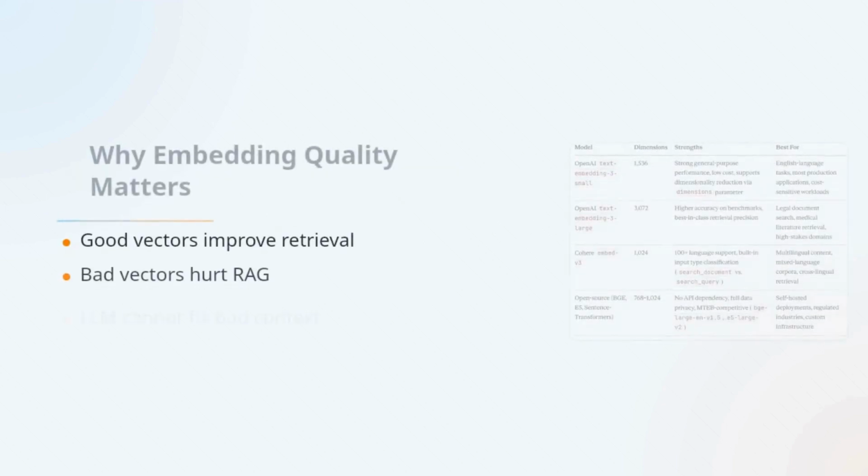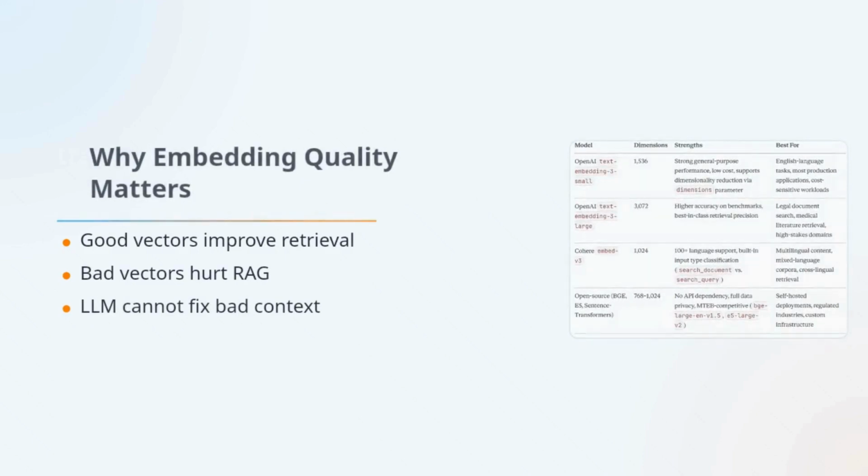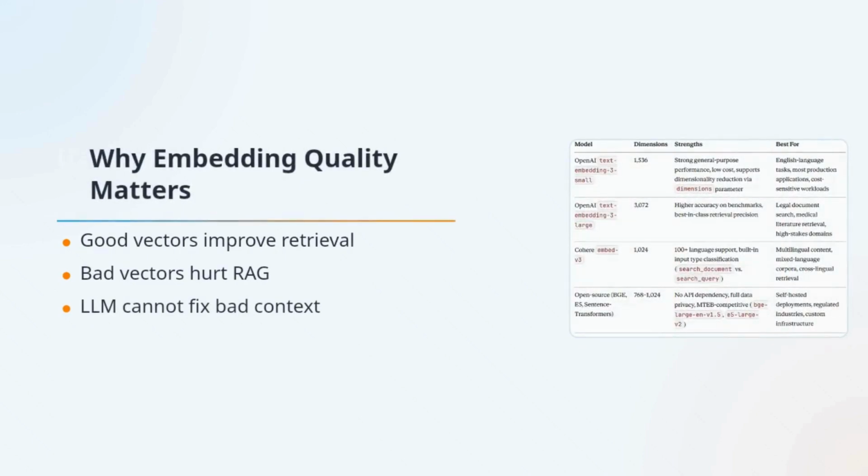Here is one important practical point. Every retrieval pipeline depends heavily on embedding quality. If the embedding model does not place relevant chunks near the query, the wrong context gets retrieved. And once poor context enters the prompt, even a strong LLM cannot fully rescue the answer. So better retrieval starts with better embeddings.